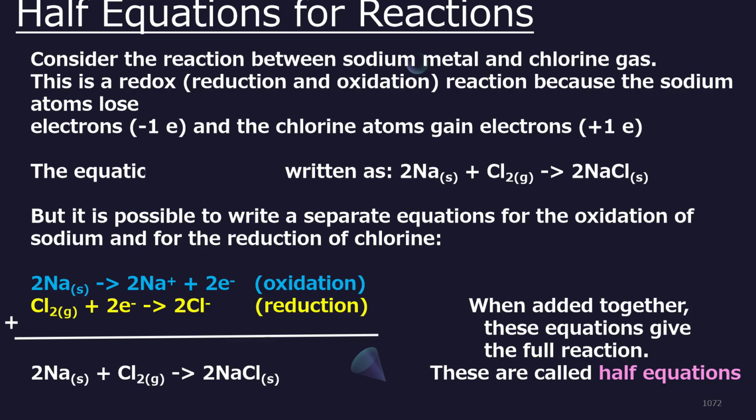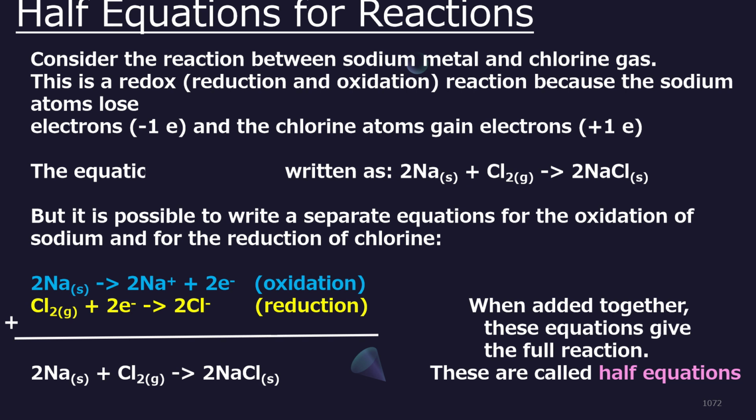So if we consider the reaction between sodium metal and chlorine gas, this is a redox, meaning reduction and oxidation, simultaneous reaction. The sodium atoms lose an electron, -1e. The chlorine atoms gain electrons, +1e. So we can normally write this reaction as 2Na solid plus a Cl2 gas molecule goes to 2NaCl, 2 salt units. And if this happens with large amounts of these elements, we can build up a crystal, an ionic salt, as we learned in the ionic bonding section.